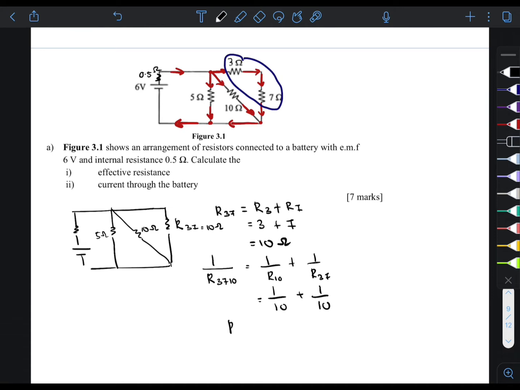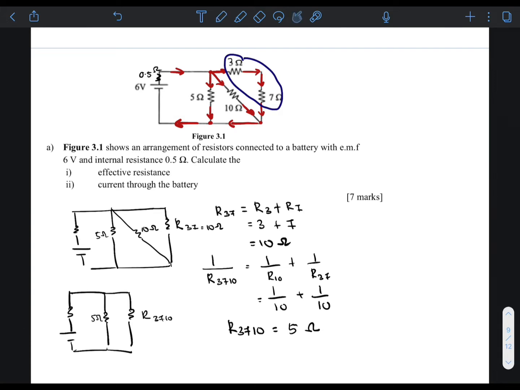And then you press your calculator, you get R37 as 5 ohm. So we have got it. These two are combined. Now your circuit looks something like this. This is the R3710 that we combined just now. This is the 5 ohm.